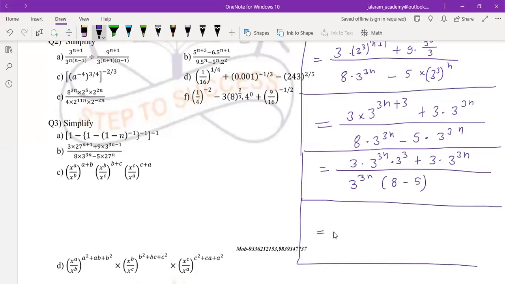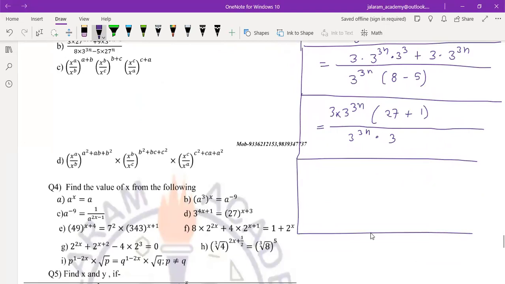Again equals to, in the numerator anything is common? So 3 into 3 to the power 3n is common. 3 is also common into 3 to the power n. Okay, remainder. So 3 to the power 3 means 27 plus 1, over denominator 3 to the power 3n into 8 minus 5, 3.